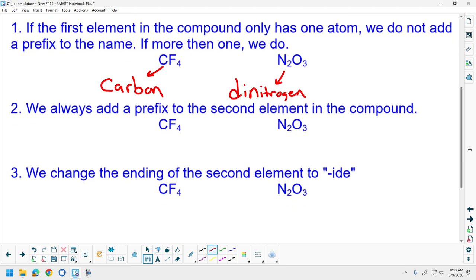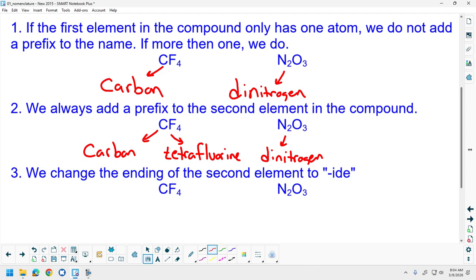Step 2, we always add a prefix to the second element of the compound. And so, again, to start things off, we had carbon. And now for the next one, we have fluorine. But there are 4 fluorine in this compound. And so the prefix for 4 is tetra. And so we'll say tetrafluorine for that. In our other example, we already said that the first part of this name is dinitrogen. And now we've got 3 oxygen, and the prefix for 3 is tri, T-R-I, so we've got trioxygen.